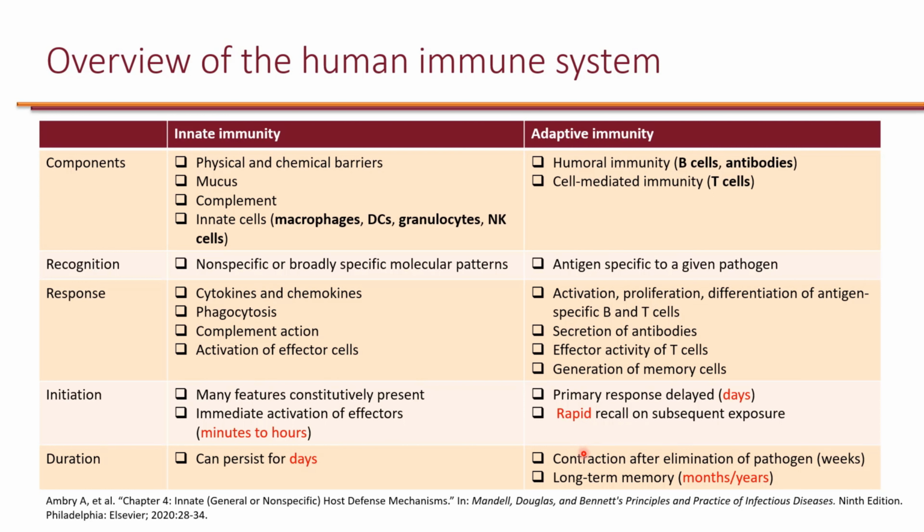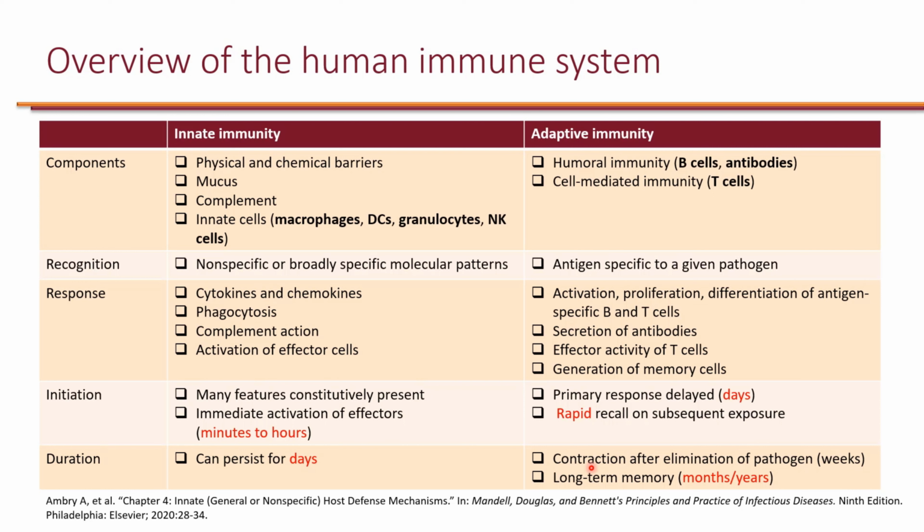Now, once the adaptive immunity clears an infection, there is a contraction after elimination of the pathogen that typically happens a few weeks after the infection is cleared. And what contraction means is essentially, through adaptive immunity, the body will develop a lot of antibodies. And then once the infection is cleared, these antibodies start to wear off. So the levels of antibodies after a few weeks go down to very low levels, and that's called contraction.